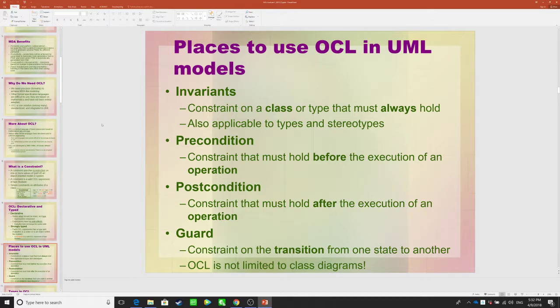So we did that in Z. We did that in how can we specify a function, right? Remember those precondition, postcondition. Precondition means the constraint we have to hold before the execution. Postcondition is the constraint we must hold after the execution. Yeah, and the guard means a constraint on the transition from one state to another state. Okay, so this is going to do something with the state diagram instead of only the class diagram. So that example we just saw is a class diagram, but we can also do that with a state diagram.